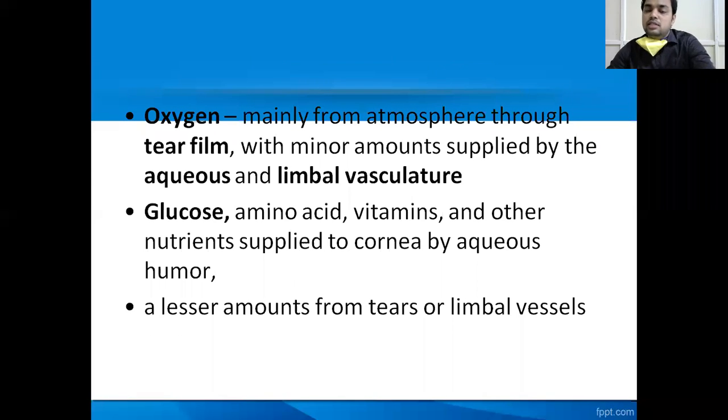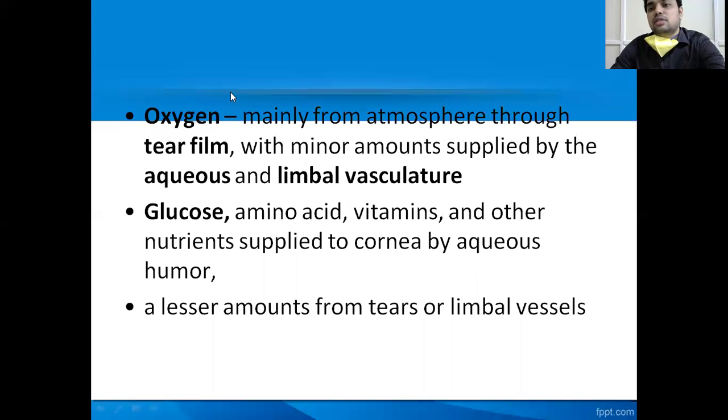So from where is the oxygen derived for the cornea? Mainly from the outside atmosphere and from the tear film. Minor amounts are supplied by the aqueous humor. Aqueous humor is nothing but the plasma-like fluid present in the anterior chamber of the eye. This aqueous humor is secreted from the ciliary body. So the aqueous supplies a minimal amount of oxygen to the cornea. And the limbal vasculature: the limbus is nothing but the junction between the cornea and the conjunctiva. So the vessels present at this zone also provide a minimal supply of oxygen to the cornea.